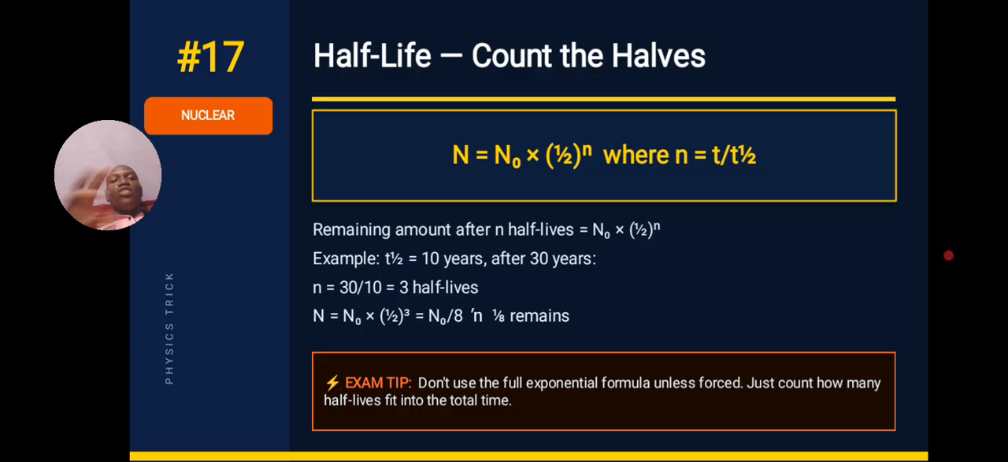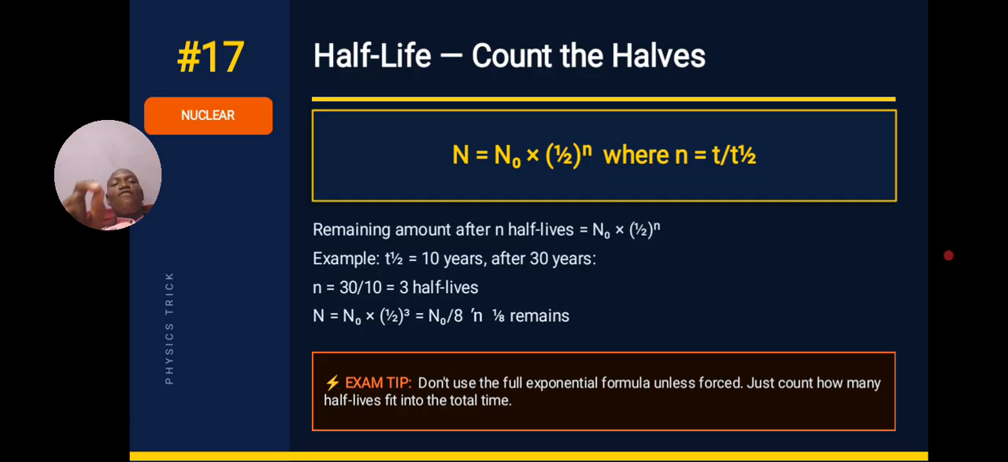Let's use this example. They say half-life is equal to 10 years. So what will remain after 30 years? The first thing you do is to calculate your n. Like I said, n is equal to the number of years you are given over the half-life. They say after 30 years and half-life is 10, so it will be 30 over 10, which is 3 half-lives.